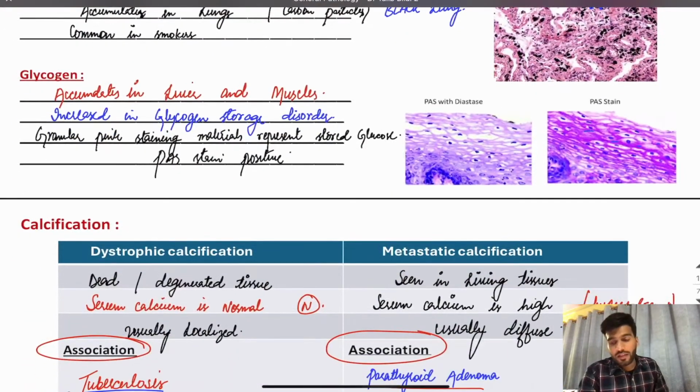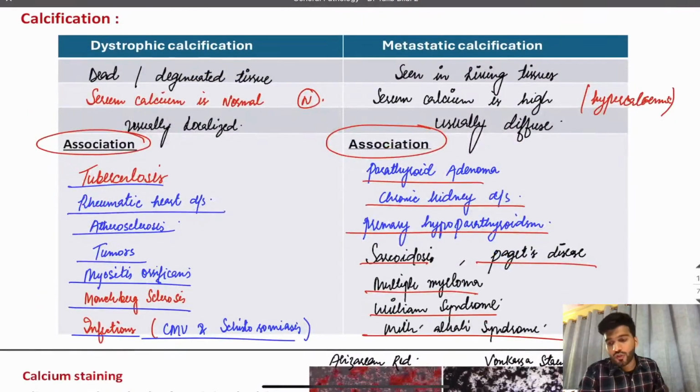Glycogen, guys, accumulates in the glycogen storage disorders. The most common is McArdle, and it accumulates in the liver and muscles, right? And the stain that we use is PAS stain. Then calcification, guys: dystrophic calcification and metastatic calcification.